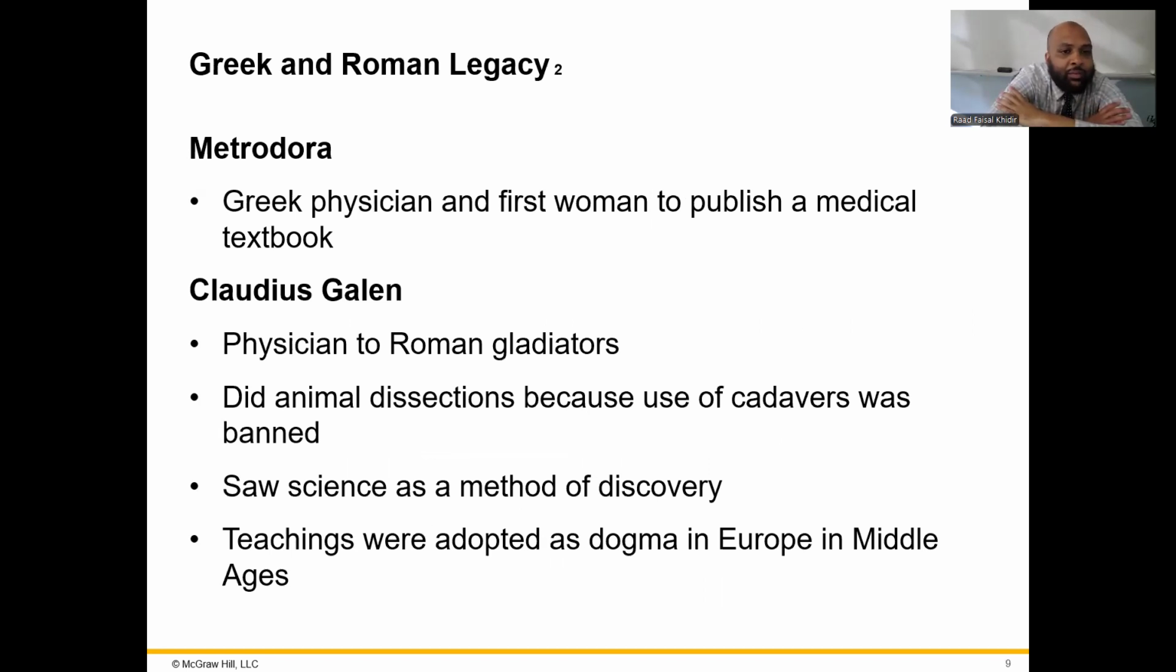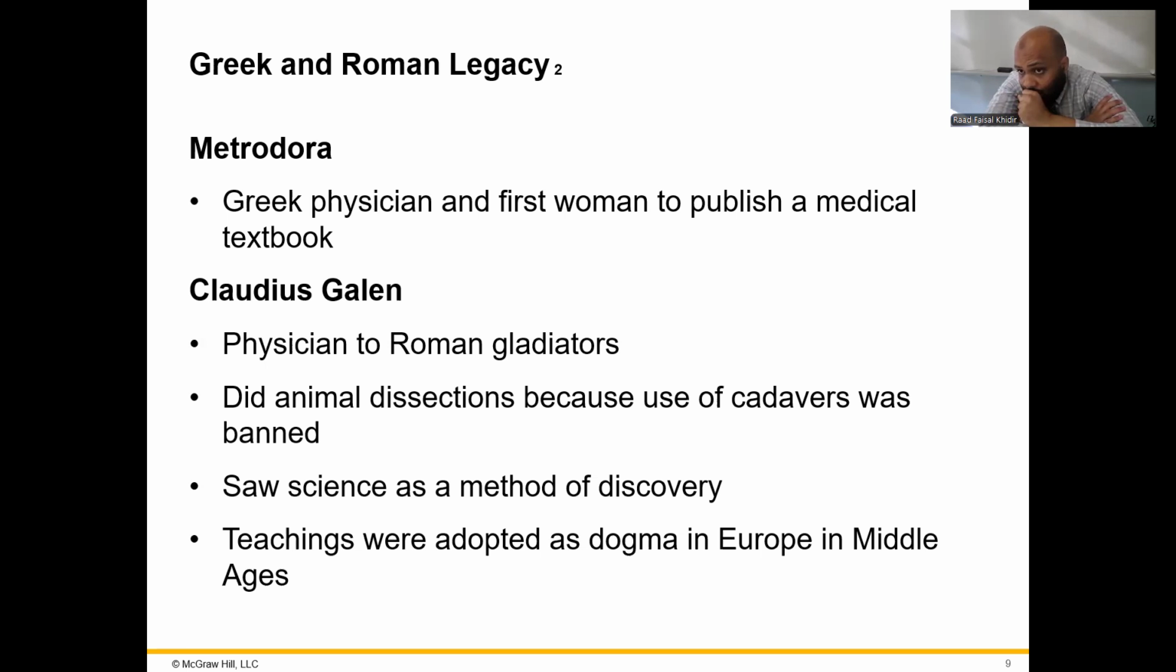And then came Metrodora. Metrodora was a Greek physician who was a female. She was the first woman to publish a medical textbook. What do you think that medical textbook was about? It was obstetrics and gynecology. So she published a book discussing the diseases that involve obstetrics and gynecology.